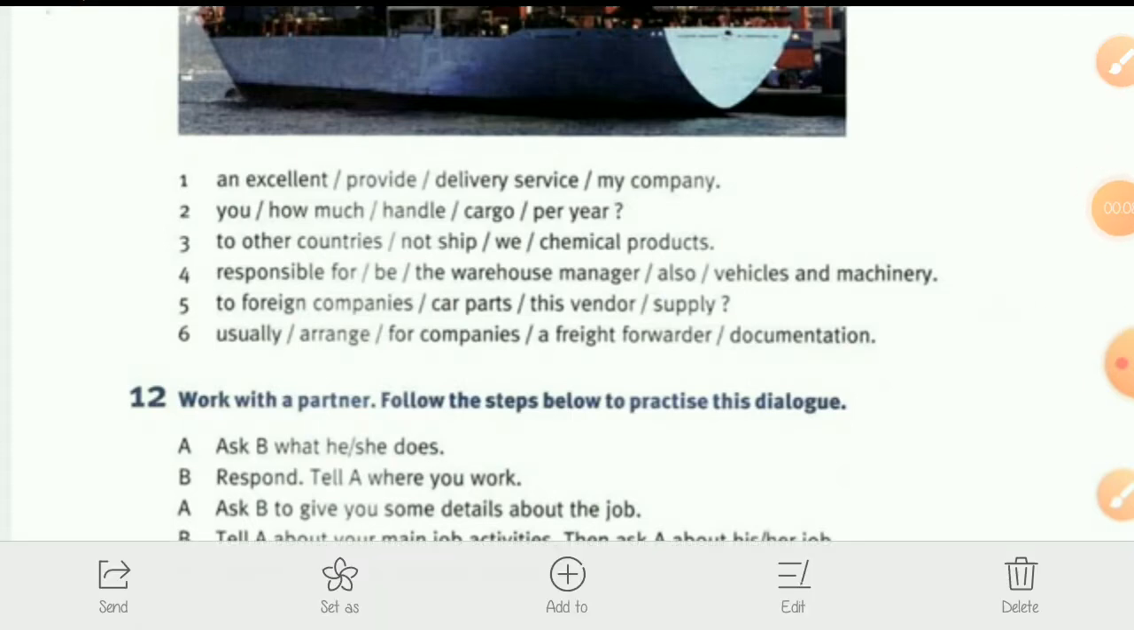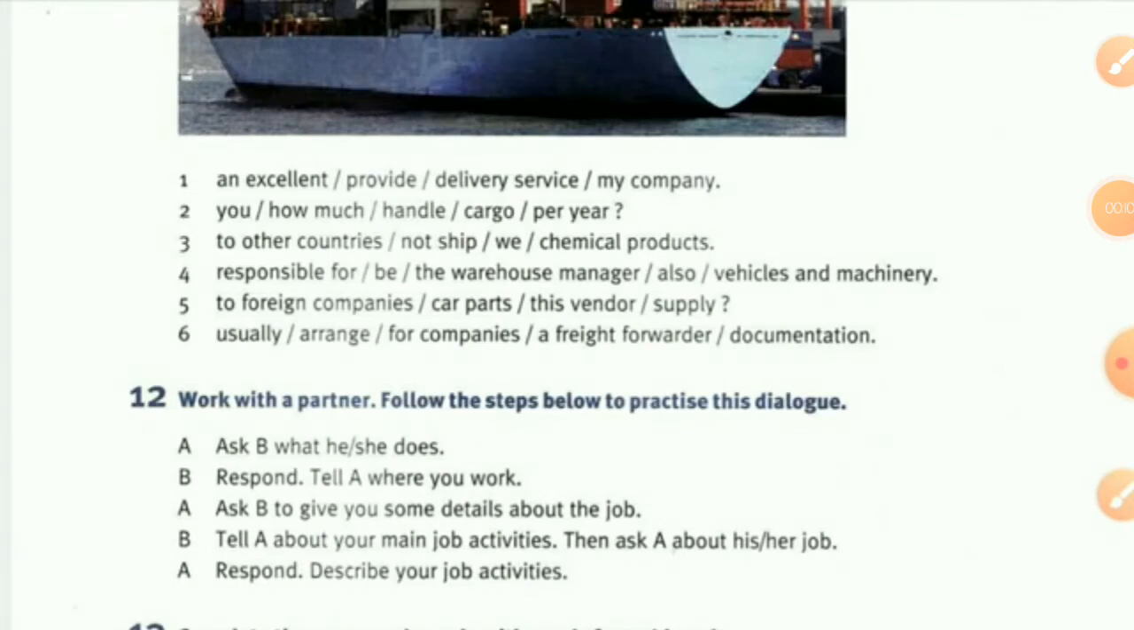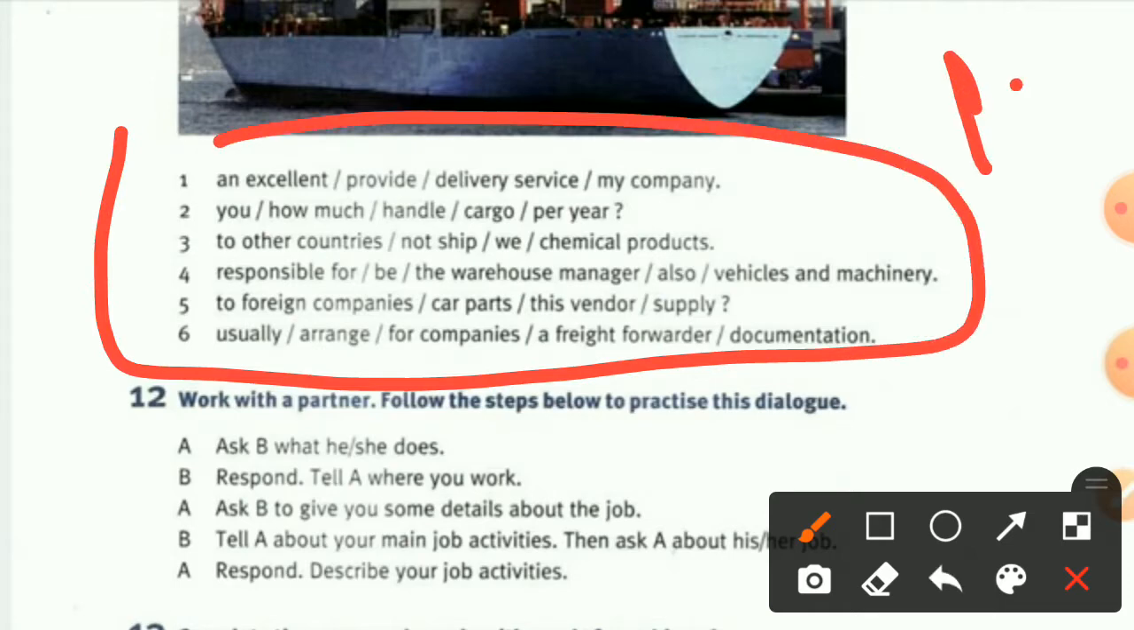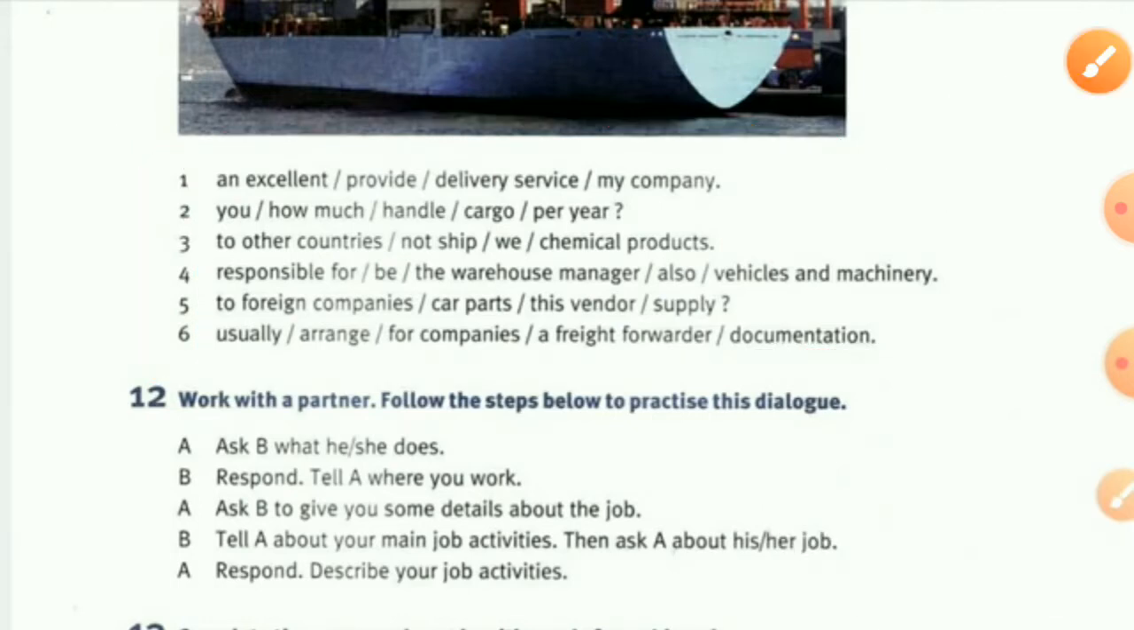So we are still in Unit 1. Here we have Activity 11, named Rearrange the sentences from these 6 questions. Let me read the pronunciation for you, so listen carefully.